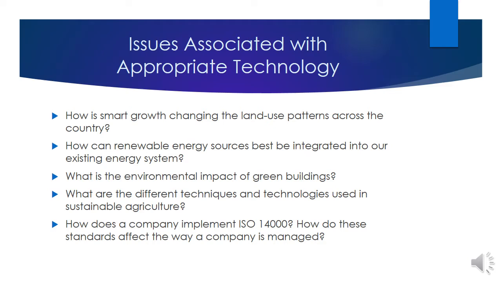So first off, what are some of those issues that we have associated with appropriate technology? How is smart growth changing our land use patterns across the country? How can we establish renewable energy sources to integrate into our existing energy system? What is the environmental impact of these green buildings? What are the different techniques and technologies used in sustainable agriculture? And lastly, how does a company implement the ISO standard? How do these standards affect the way a company is managed?